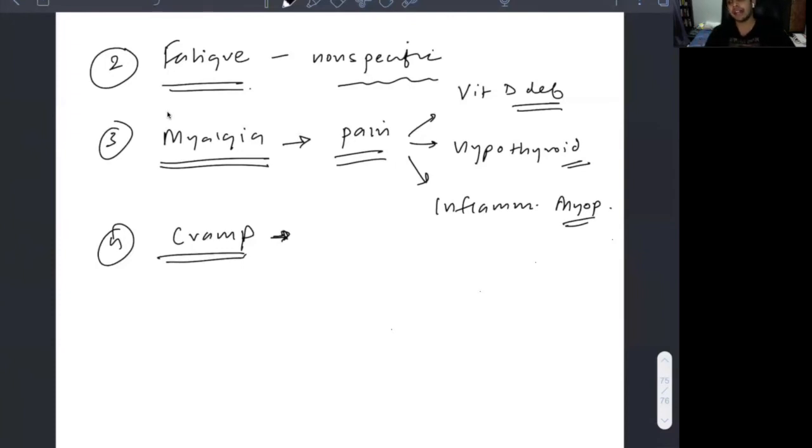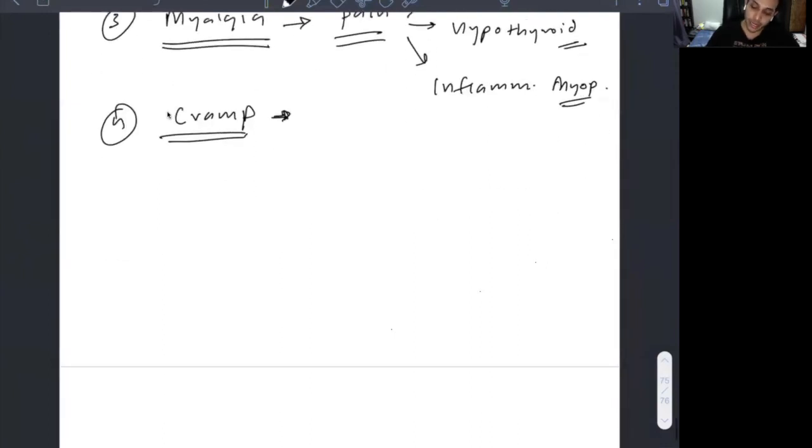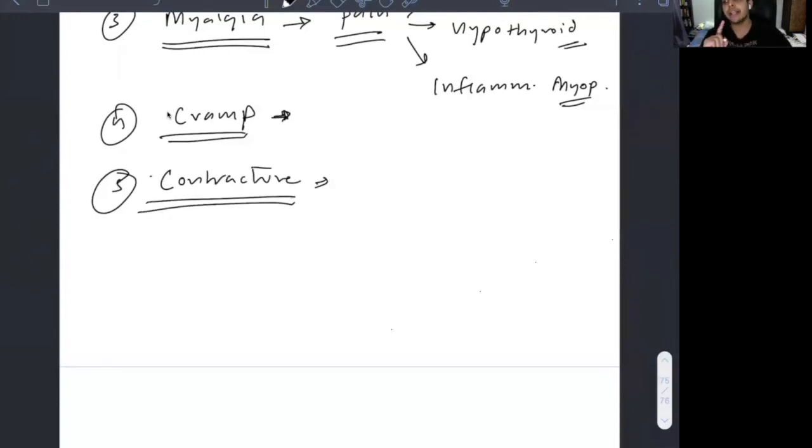So usually we get cramps in your calf. But supposing a patient comes with cramps in the thigh or in the back, then that is a red flag sign. Next is contracture. Now, a chronic neuropathy can also present with contracture, but that is again because of disuse atrophy of the muscle. So contracture is actually a sign of muscle disorder.